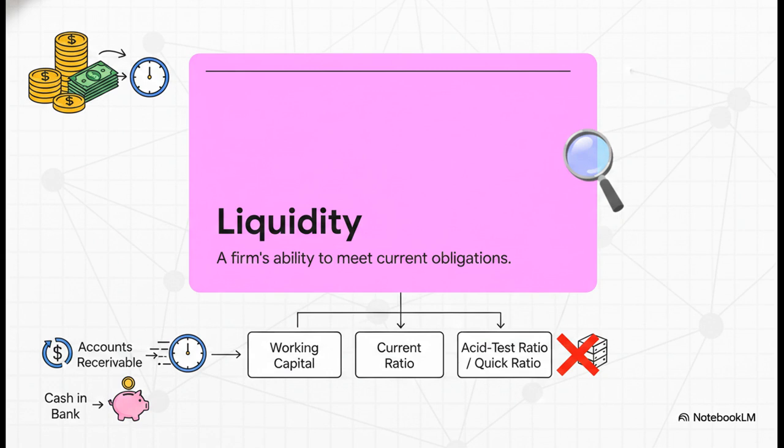Now, the acid test ratio, which you might also know as the quick ratio, is much stricter than the current ratio. Why? Because it completely excludes inventory from the current assets. Finding a buyer for your inventory takes time, making it way slower to convert to cash compared to, say, accounts receivable or just actual cash in the bank.